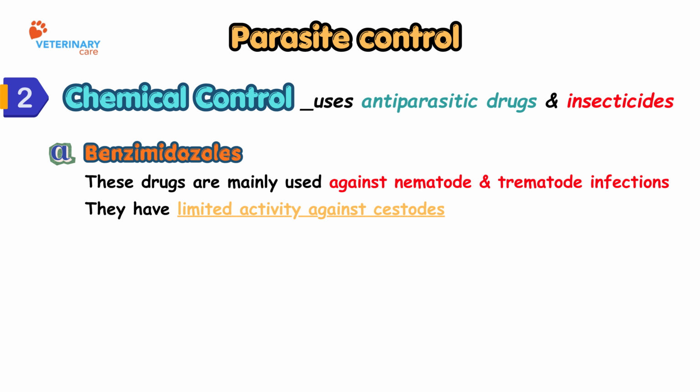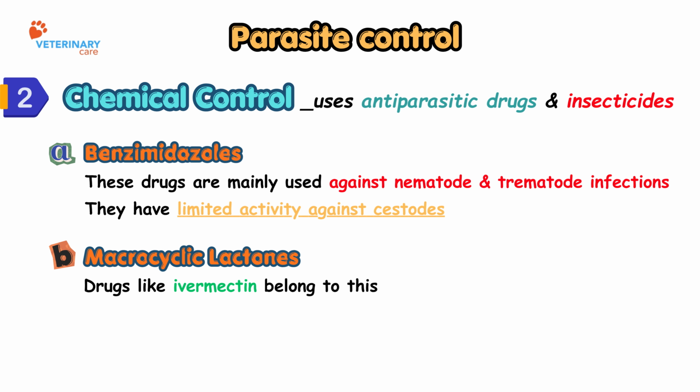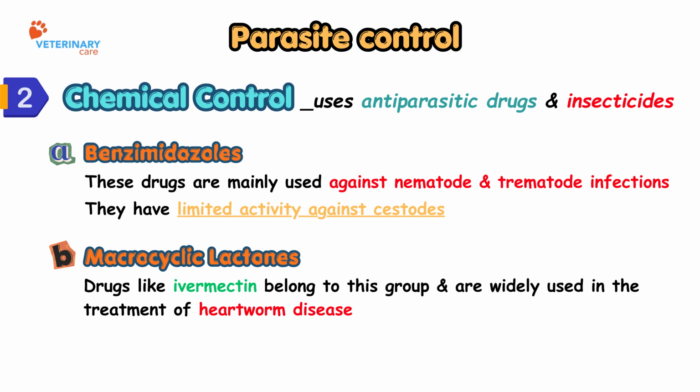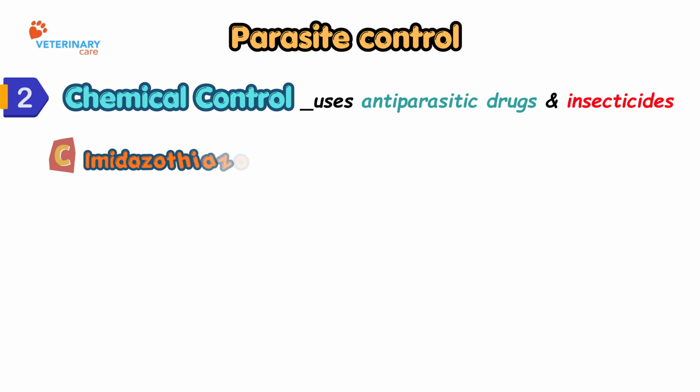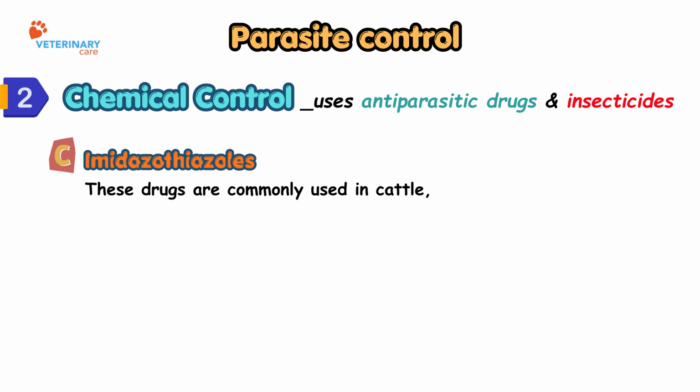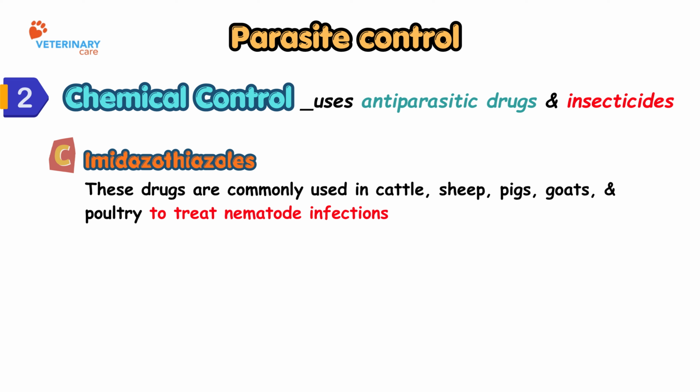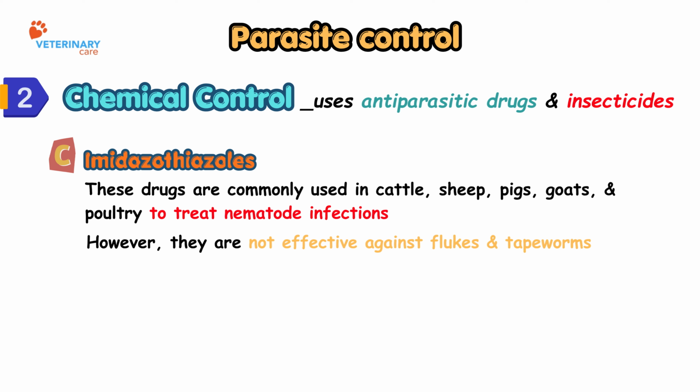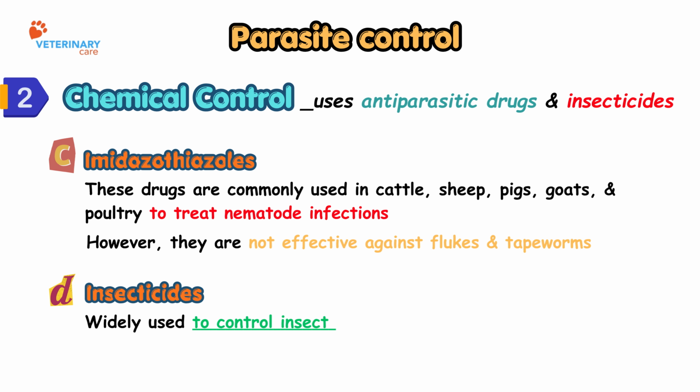The second group is macrocyclic lactones. Drugs like Ivermectin belong to this group and are widely used in the treatment of heartworm disease. Next are imidazothiazoles. These drugs are commonly used in cattle, sheep, pigs, goats, and poultry to treat nematode infections. However, they are not effective against flukes and tapeworms. Insecticides are also widely used to control insect parasites and disease vectors.